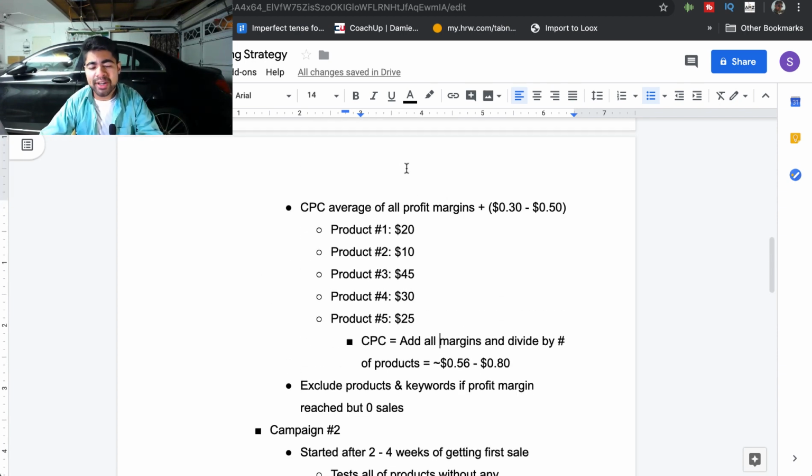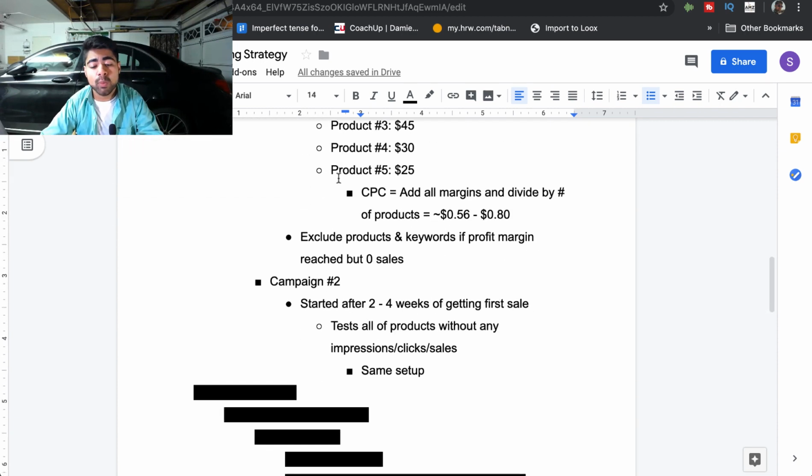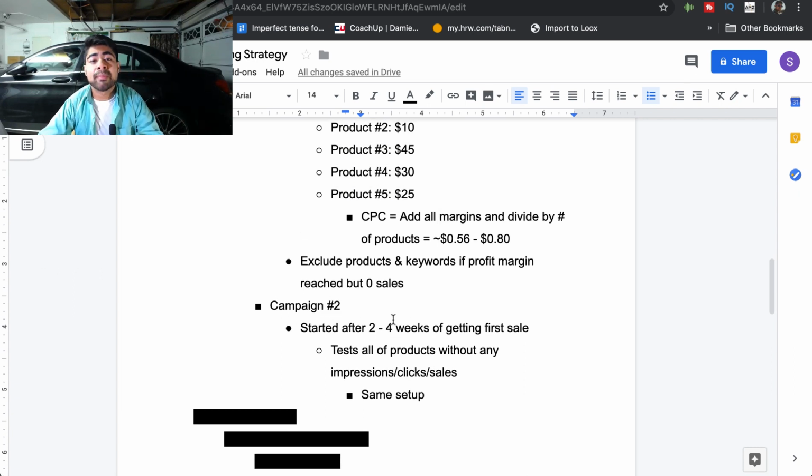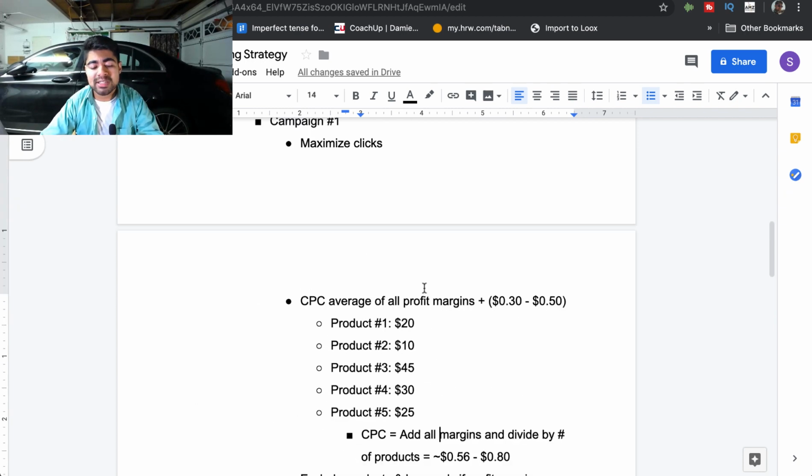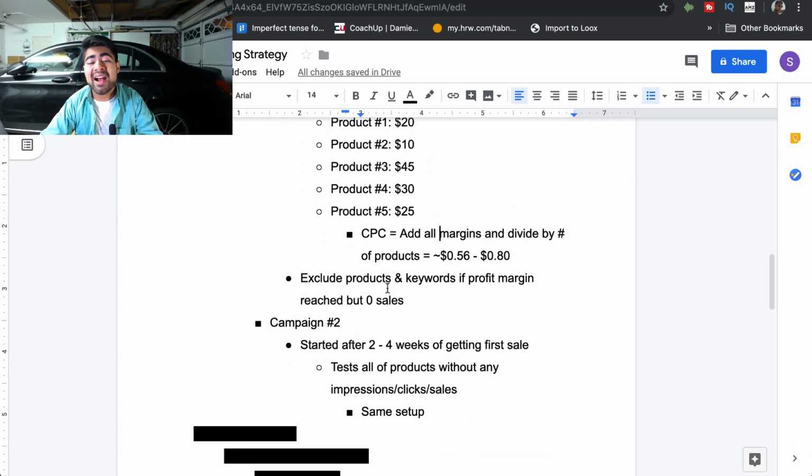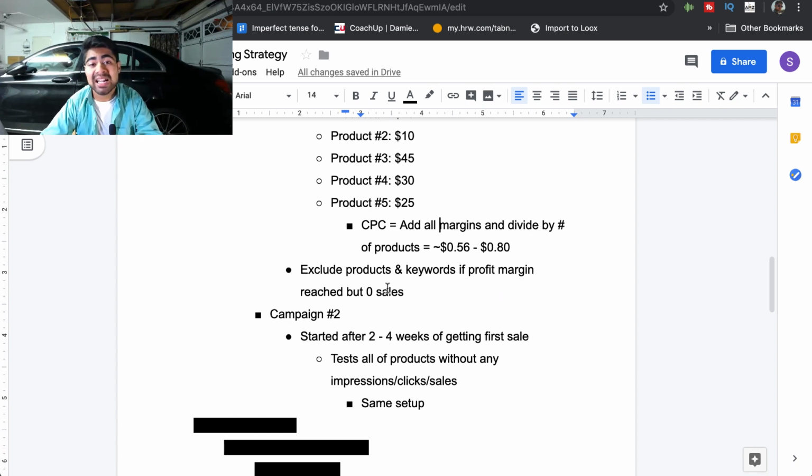If you are just starting a Google Shopping campaign on your store, you should only run campaign number 1, not campaign number 2. Again, campaign number 2 is started after about 2 to 4 weeks of getting your first sale. And the main goal of this campaign is to basically test all of the products inside campaign number 1, which after such a long time still have not gotten any impressions, any clicks, any sales.